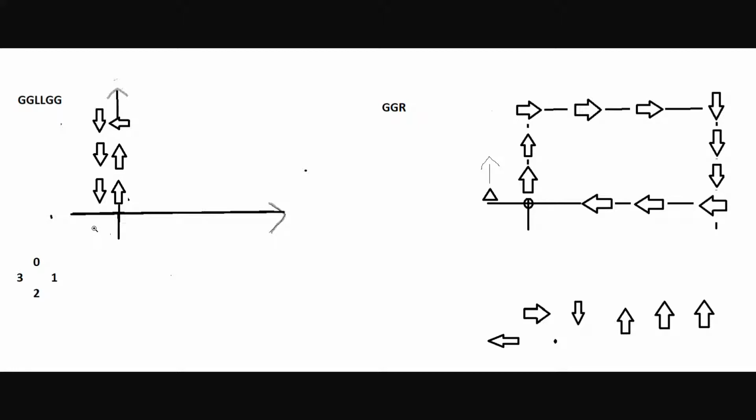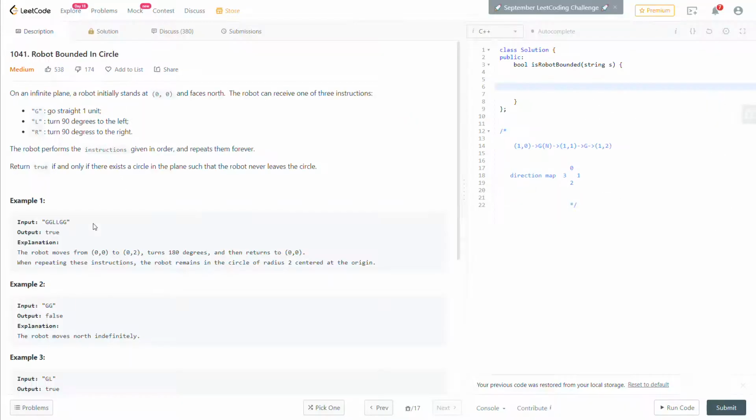Now friends, in this test case we can see that since after one iteration it has come to the starting point again, no matter how many times you perform the instruction, it will always be at the starting point. But its direction may change. Its net displacement would be 0, only its direction would change. So yeah, we return true for this, and true is the expected output.